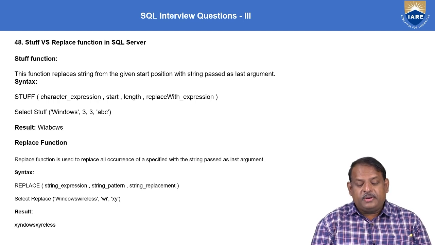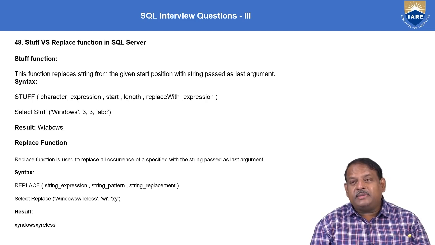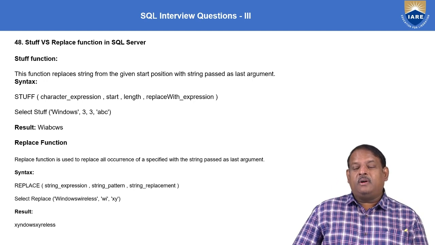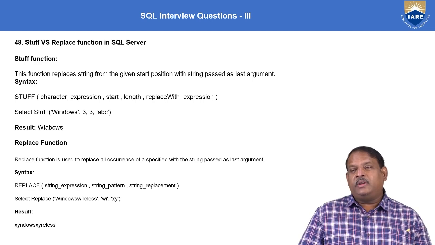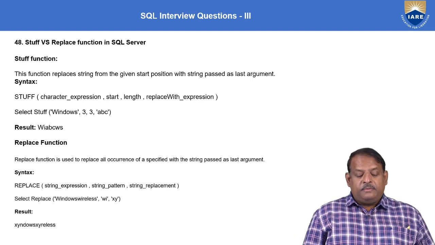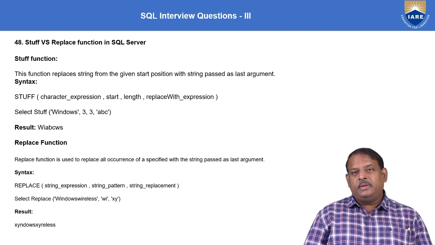Now we'll see the REPLACE function. The REPLACE function is used to replace all occurrences of a specified string with the string passed as an argument. It is like Control H, replace all. REPLACE is going to replace all the occurrences of the given string. In this example, we have three parameters to pass: the original string to be searched upon, the string pattern, and the string you want to replace it with.